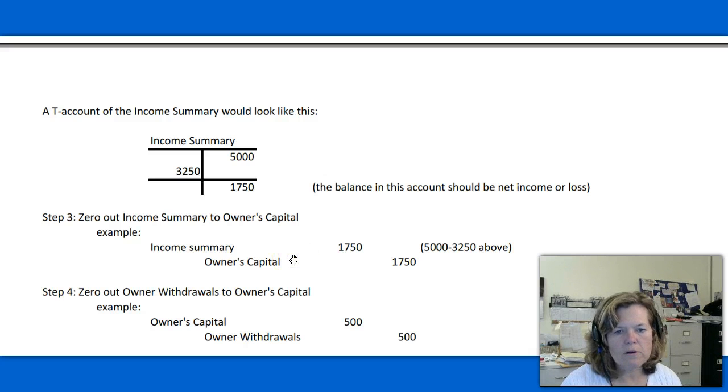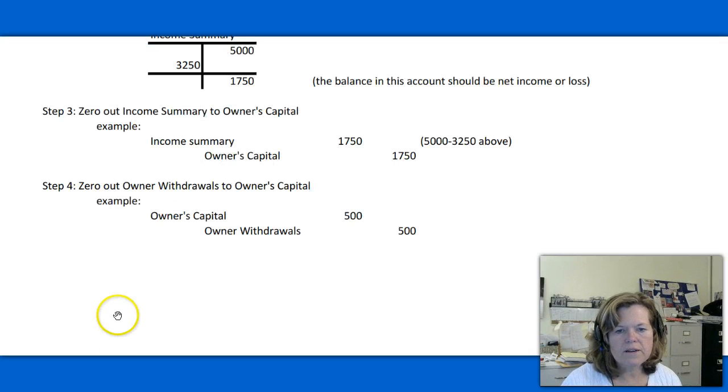Again, I'm closing out income summary. I'm zeroing it out to the owner's capital account. So the $1,750 credit is going to go to owner's capital. Step 4, we zero out the owner's withdrawals to owner's capital. And following through my example, my owner withdrawal account, remember what's the normal balance of an owner withdrawal account? It's going to be a debit, correct? So I'm sitting with a $500 debit in this account.